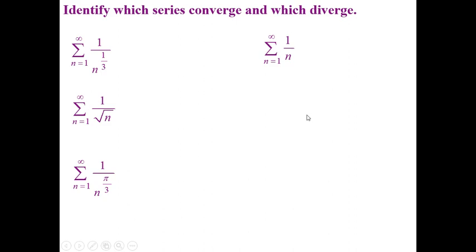And 1 over n, harmonic, so this one diverges. And 100 over n squared, again p is greater than 1, so this one converges. And then this one is kind of like a geometric series. The common ratio has to be less than 1, and it is, so that's why this one also converges.